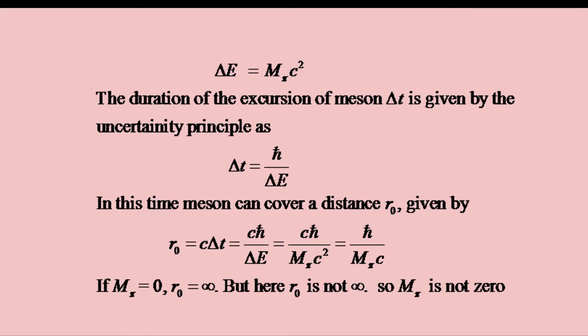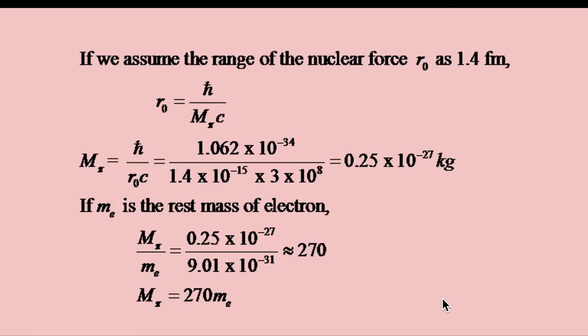So based on this, that means your nuclear force has short range, you are saying that our exchange particle has a mass. And if you assume the range of nuclear force r0 as 1.4 femtometer, you can calculate this r0 as h cross by m pi c. From that, m pi is equal to h cross by r0 c. Substituting for h cross, r0 and c, you are getting m pi as 0.25 times 10 raised to minus 27 kilogram.